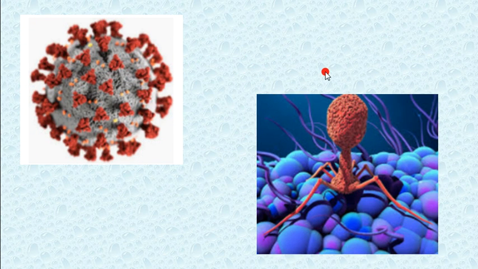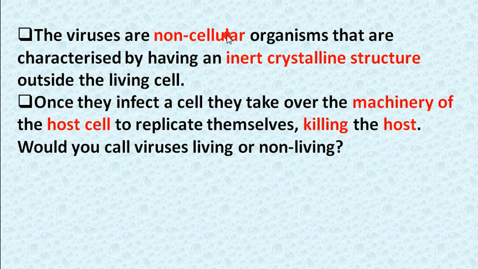So you are familiar with this. This is the novel coronavirus. This is the structure of the coronavirus, and this is the bacteriophage virus. Now viruses are non-cellular because they do not have a cellular structure. So they are non-cellular organisms characterized by having an inert crystalline structure outside the living cell. Inert means inactive, crystalline structure.